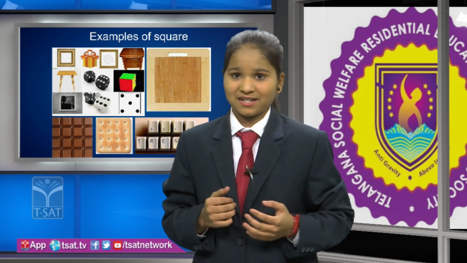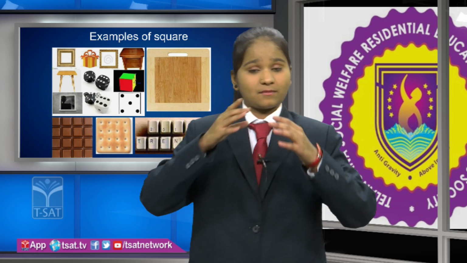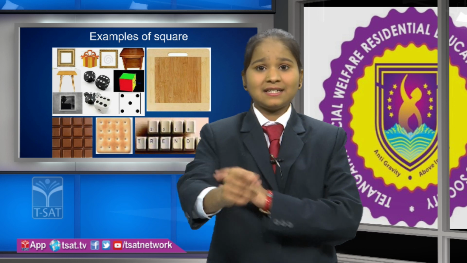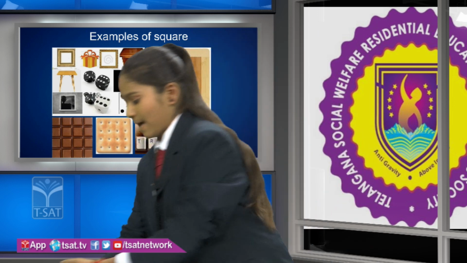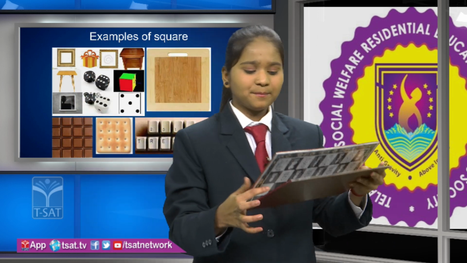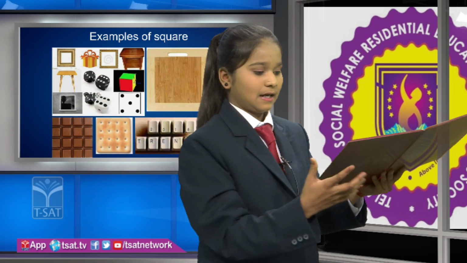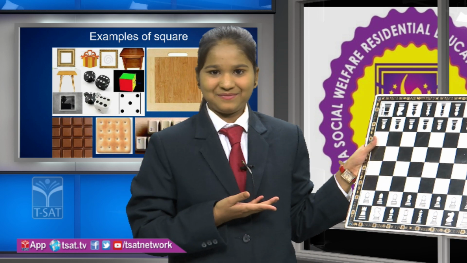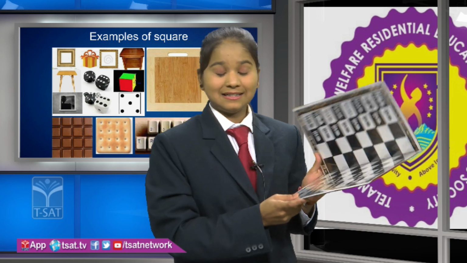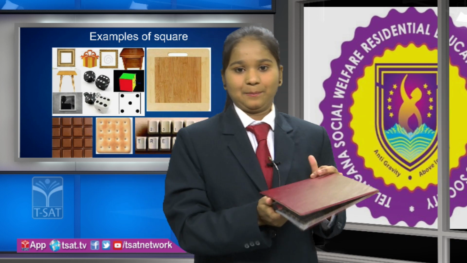Here, we observe many things around us having square shape. For example, frames, slate, chocolate and biscuit, and many more. Let us see some real life examples. Here it is a chessboard. This chessboard is also in square shape.